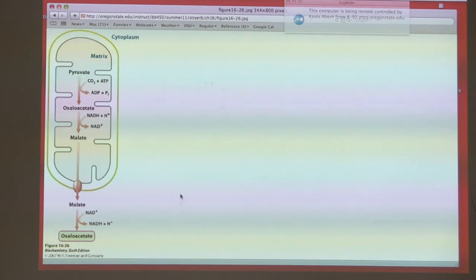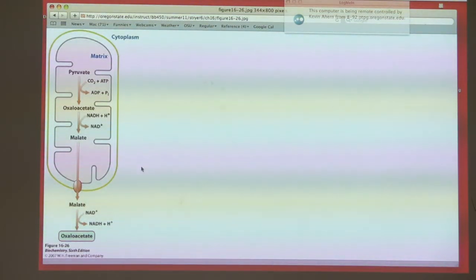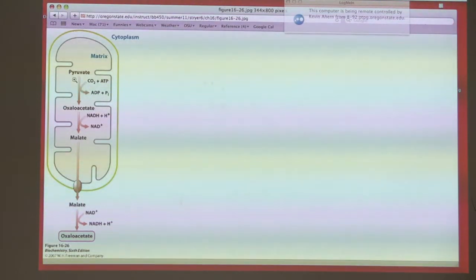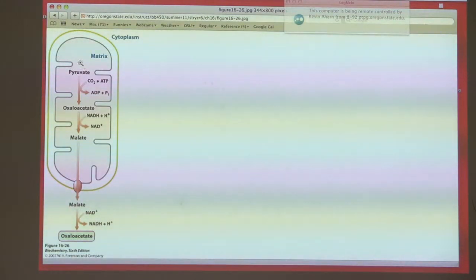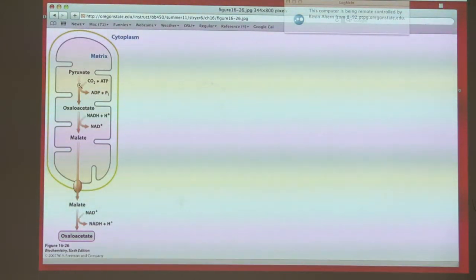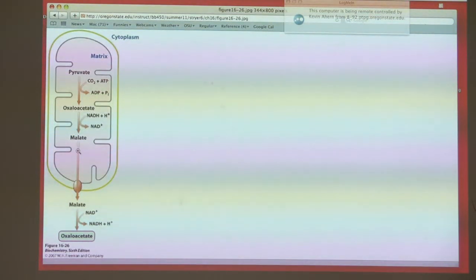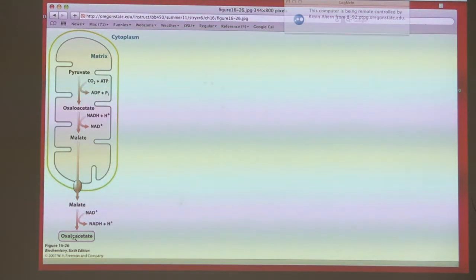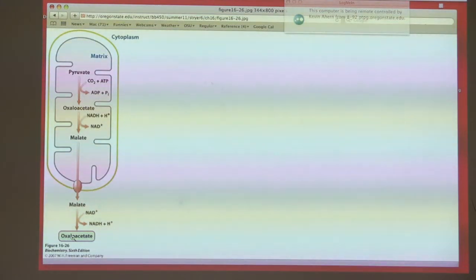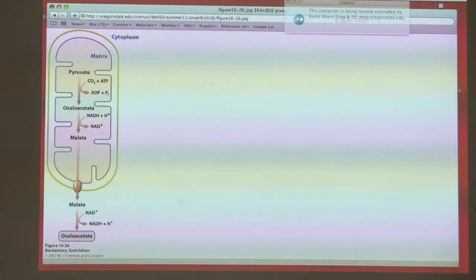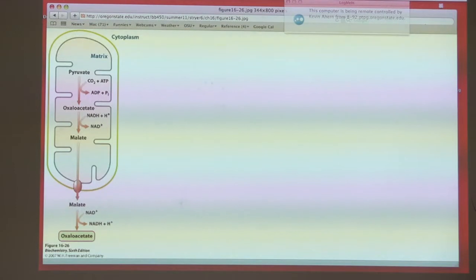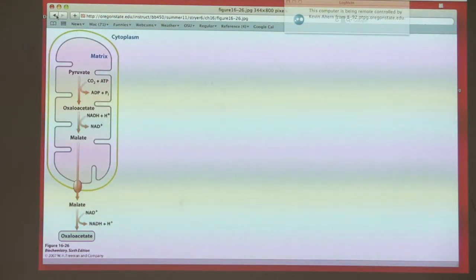Don't sweat this one too much, but it's simply showing you that here's a mitochondrion. We take pyruvate, which they don't even show how you get it in. But suffice it to say, you get it in, you make oxaloacetate, then you've got to get oxaloacetate out, and you have to jump through some hoops before you finally end up with oxaloacetate. Don't worry about the figure itself, but suffice it to say that it does take a several-step process in order to get that oxaloacetate out.